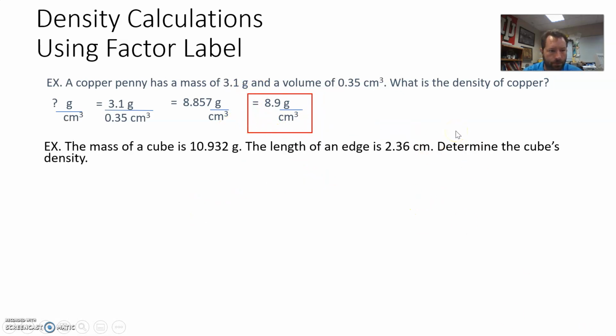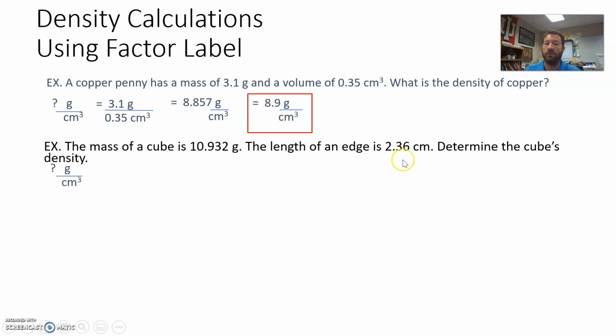Next example. The mass of a cube is 10.932 grams. The length of an edge is 2.36 centimeters. Determine the cube's density. So we've got a couple of problems to solve here. First of all, we have to think about what is a cube. Well, a cube is a 3-dimensional object where every side is the same length. So if we have one edge that is 2.36 centimeters, that really means we have 3 edges.